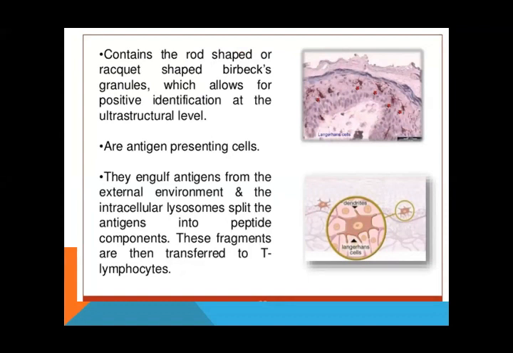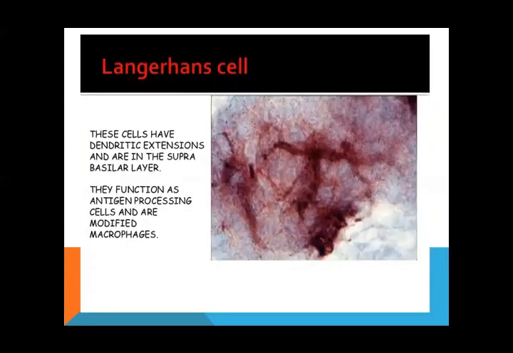They are antigen presenting cells. They engulf antigens from the external environment, and intracellular lysosomes split the antigens into peptide components. These fragments are then transferred to T lymphocytes. These cells have dendritic extensions and are in the suprabasal layer. They function as antigen processing cells and are modified macrophages.